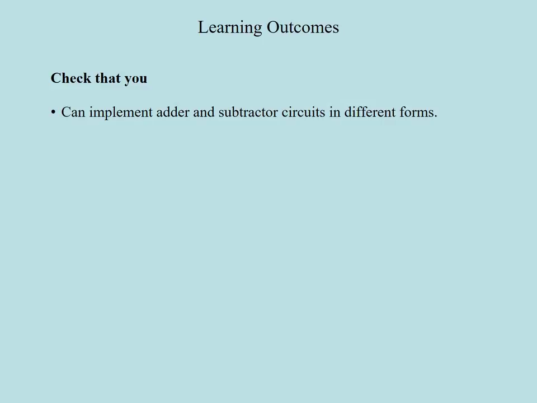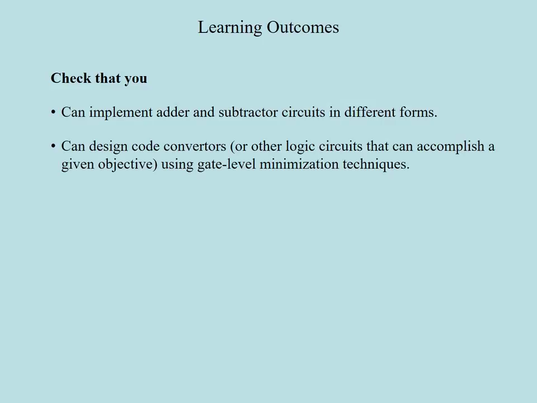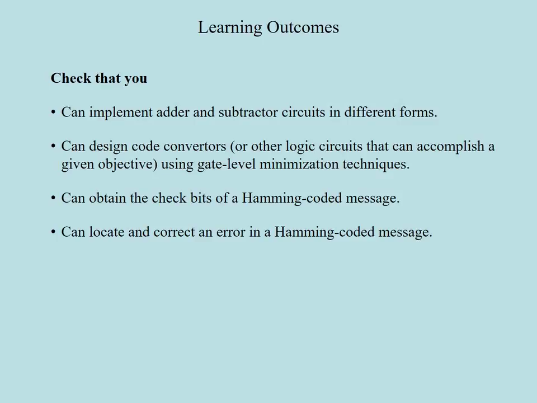Solving the exercises in your textbook, please check that you can implement adder and subtractor circuits in different forms, design code converters or other logic circuits that can accomplish a given objective using gate-level minimization techniques, obtain the check bits of a Hamming-coded message, locate and correct an error in a Hamming-coded message.